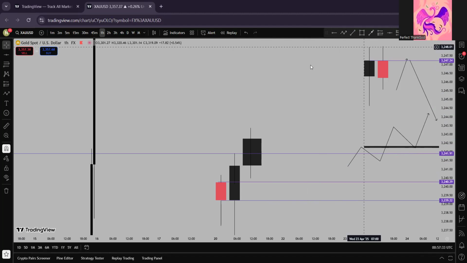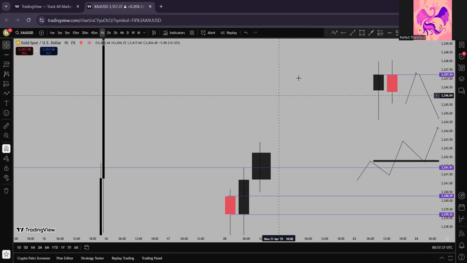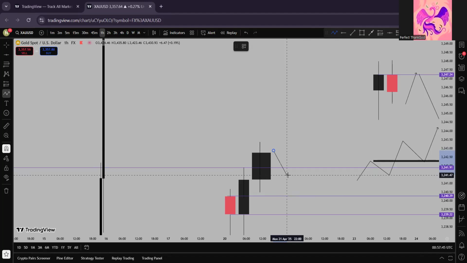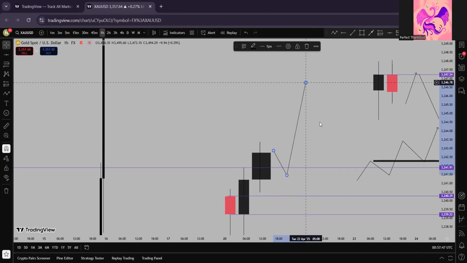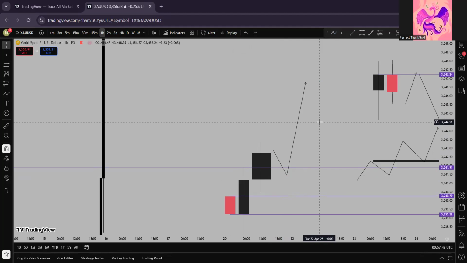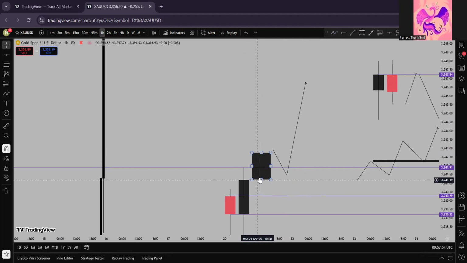Why wait for this? Price comes back here, taps, and goes to the upside. You feel me? Price does not always come back here. So if you can catch this one, you're good.